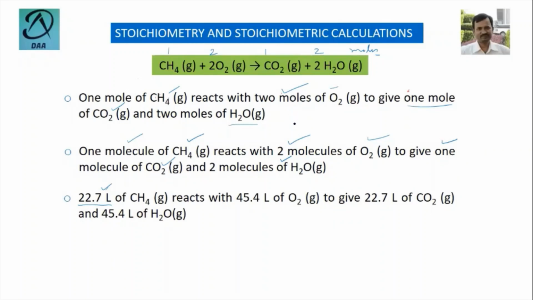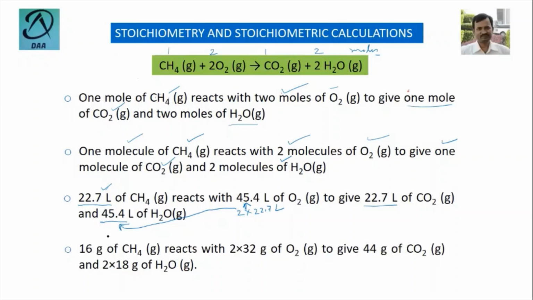So 2 moles means 2 multiplied by 22.7 liters, so it will be 45.4 liters. And to give 1 mole of carbon dioxide, it is 22.7 liters, and for 2 moles of H2O, it will be double, that means 45.4 liters. So in this way, we can express the information from the given reaction equation.